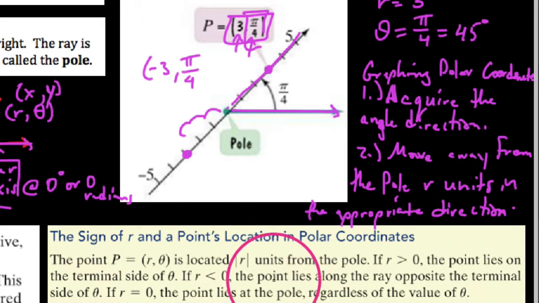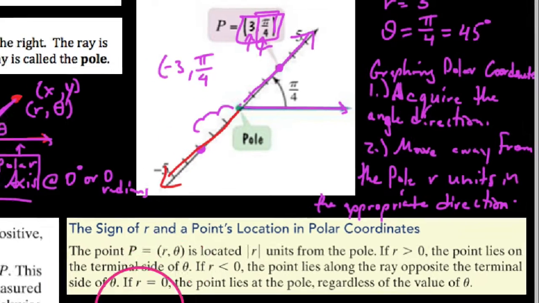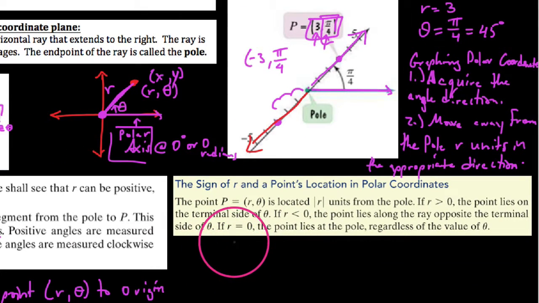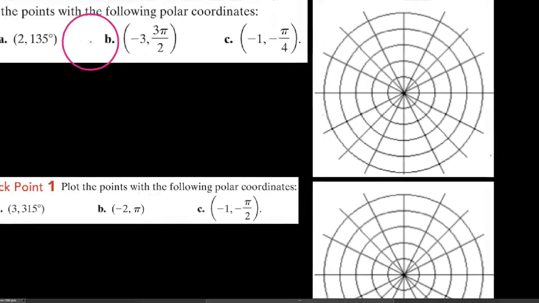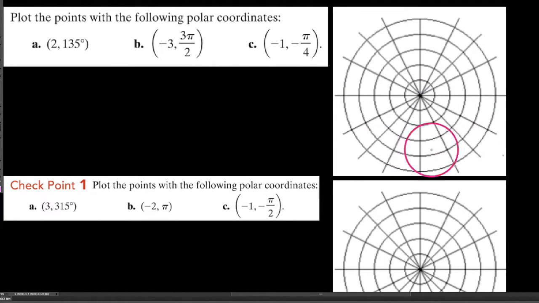But they mention here if r is negative, then the point lies along the ray opposite the terminal side of theta. So if up here our terminal ray is facing in a pi over 4 direction, then our opposite ray would be facing the other way. Basically, if r is negative, then we're going to go in the direction opposite of our angle theta. So what I want to do in this video is graph these 3 points right here in a polar coordinate plane, and then have you try 3 on your own.